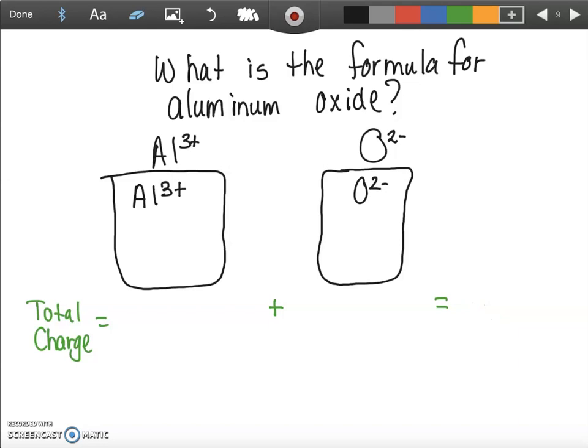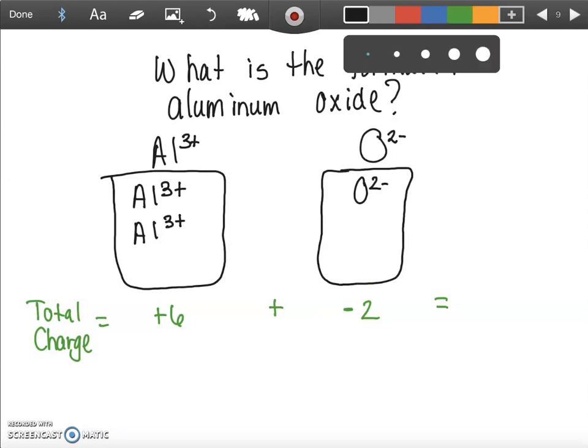Okay. Let's add another aluminum in. We now have +6 on this side versus the -2 on this side. Not quite there just yet. I don't want to add any more aluminums right now because it's higher than the oxygen. So let's try to get the oxygens to match +6 somehow.